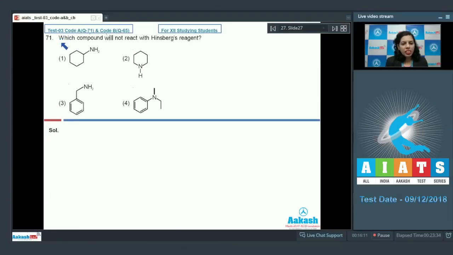Now question number 71. Which compound will not react with Hinsberg's reagent? Just identify what that Hinsberg reagent is. This Hinsberg reagent is C6H5SO2Cl, and this reagent we use to differentiate primary, secondary and tertiary amine. And definitely it will not react with tertiary amine because tertiary amine does not have a hydrogen atom at nitrogen.